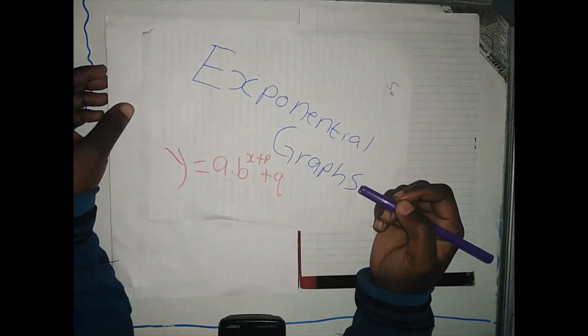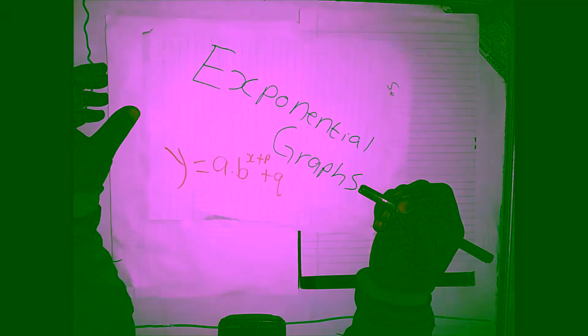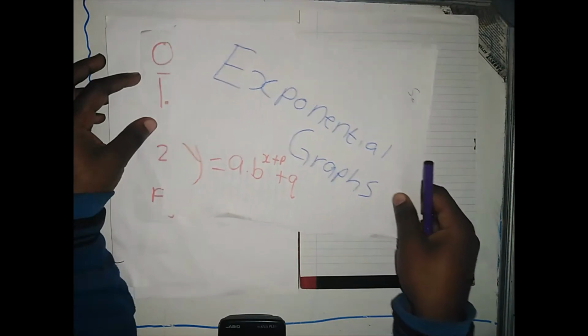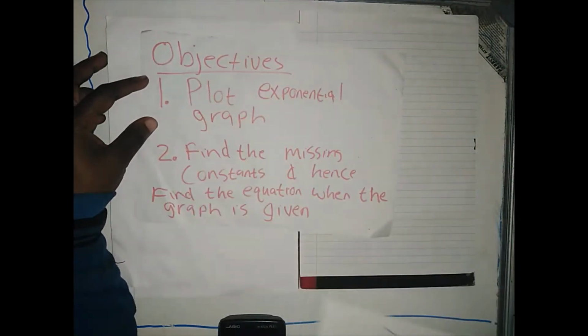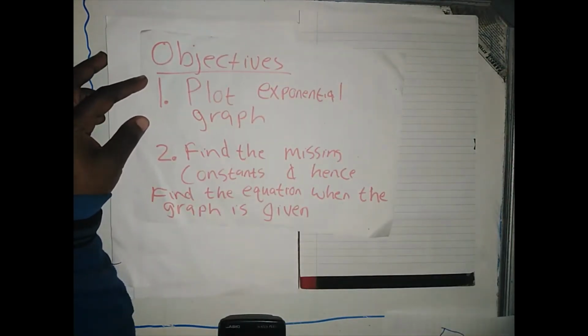Today we are going to speak about the exponential graphs. That is the graph in the form of y is equal to a times b to the power x plus p, all plus q. So in exponential graphs, there are two things that you should learn, which are objectives.